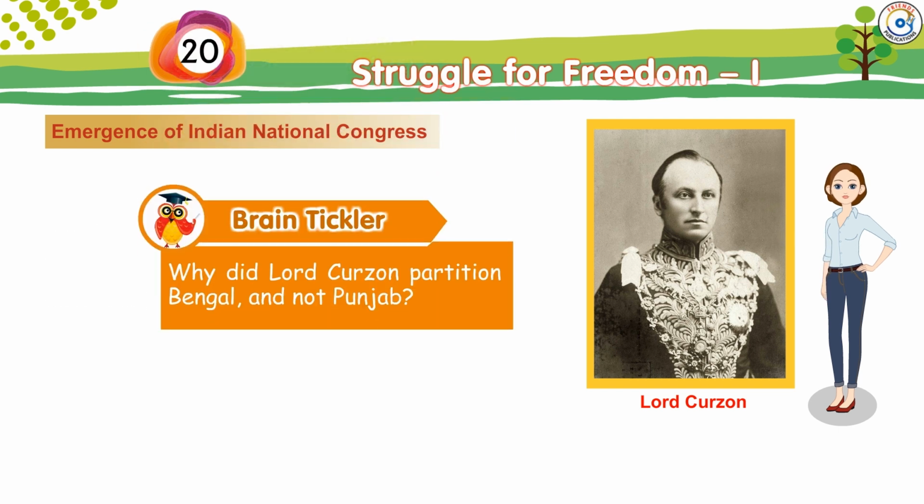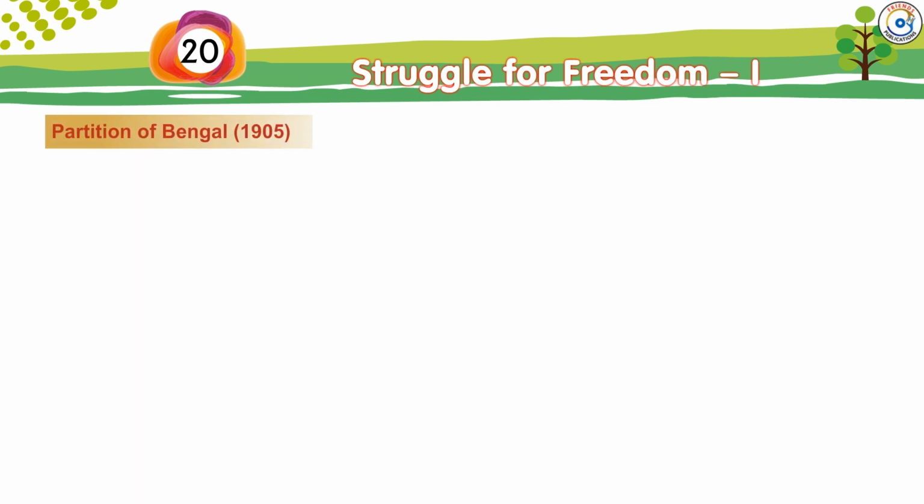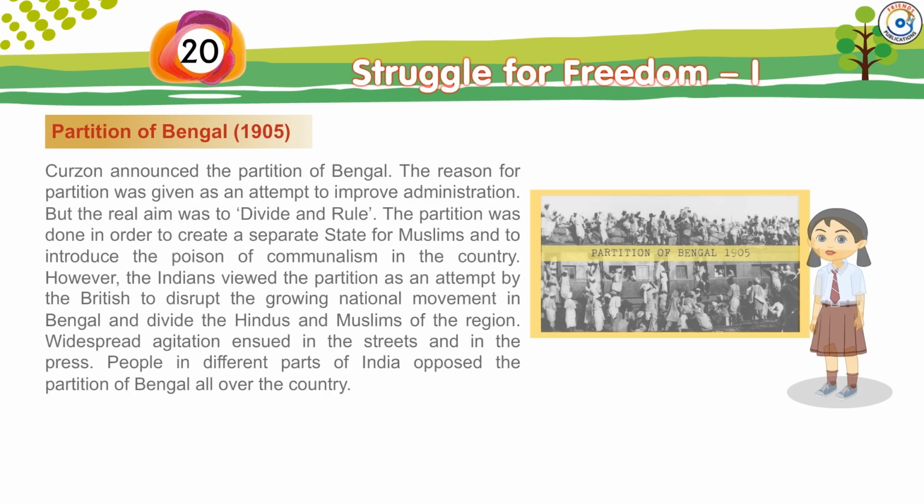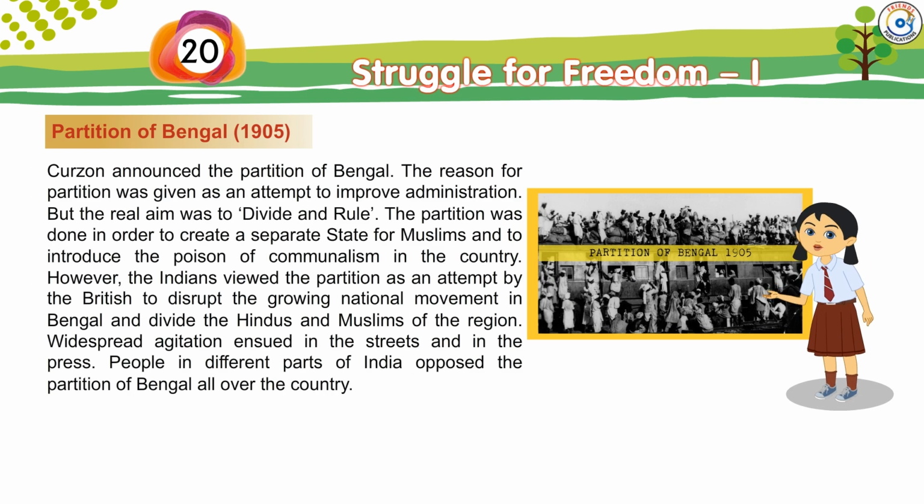Brain tickler. Why did Lord Curzon partition Bengal and not Punjab? Partition of Bengal in 1905. Curzon announced the partition of Bengal. The reason for partition was given as an attempt to improve administration. But the real aim was to divide and rule.